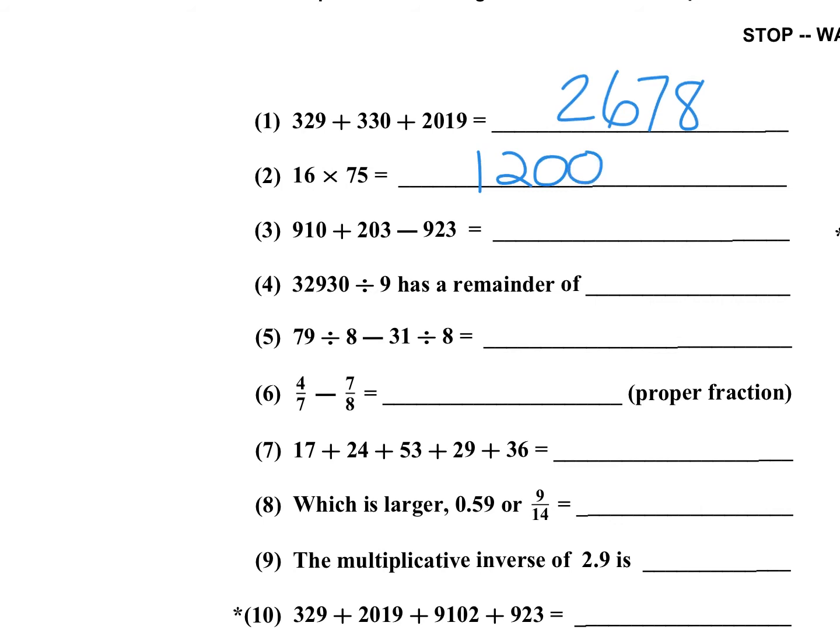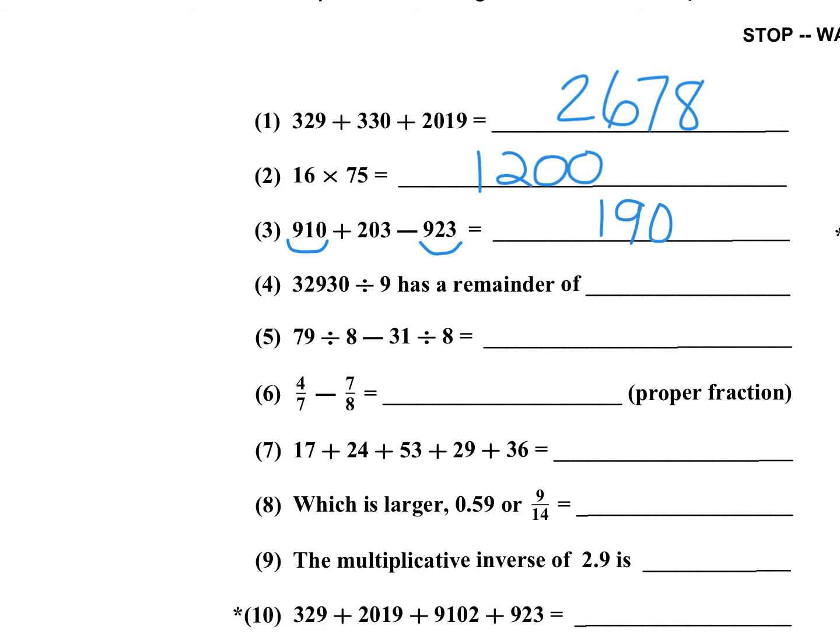So for number 3, you notice that you have 910 here minus 923 there. So that's negative 13. So then take 203 minus the 13. That would be 180.